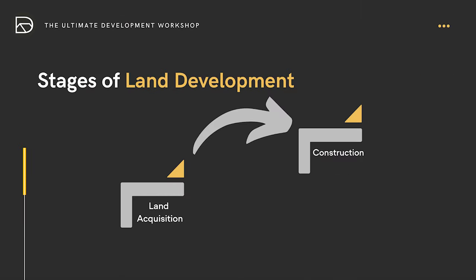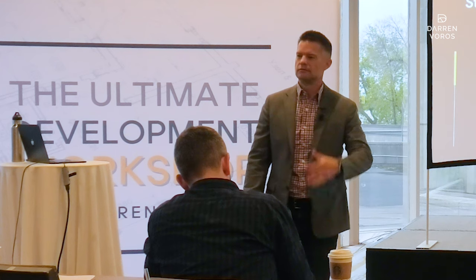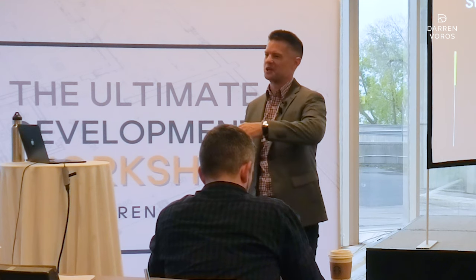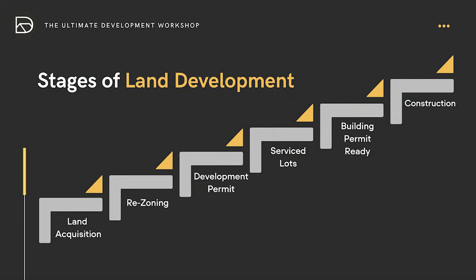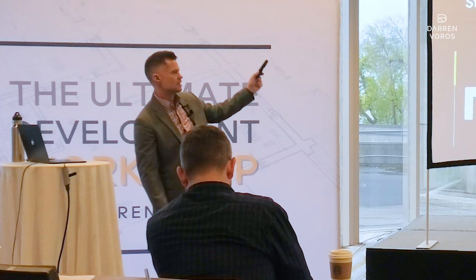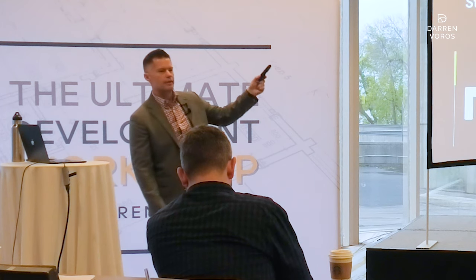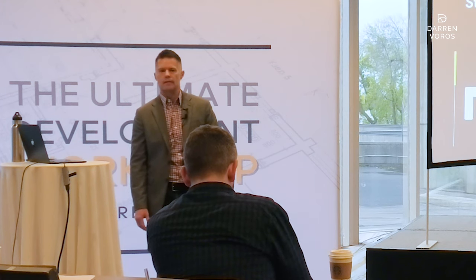Here's what a lot of people think of when they think of the stages of land development. You buy a piece of land, and you go get it figured out, and then you start construction, right? Yeah, there's about this many more steps in there, right? So, these are all the different phases of land development. Land acquisition, rezoning, development permit. If you're building a subdivision, you'd be servicing lots. Then you're getting your building permit, and then you're doing construction, right?